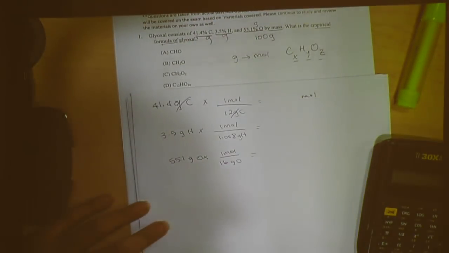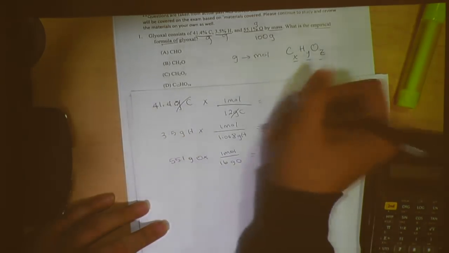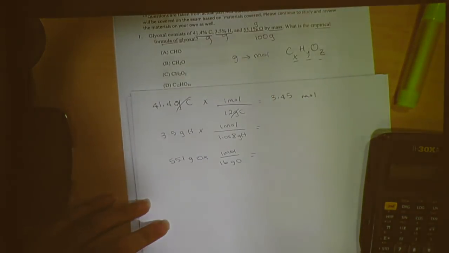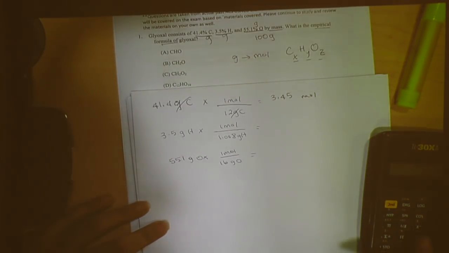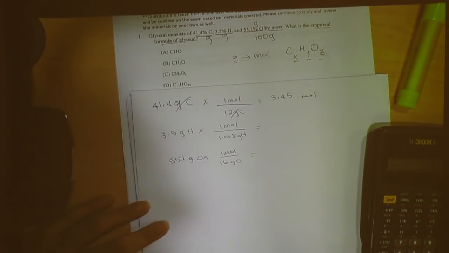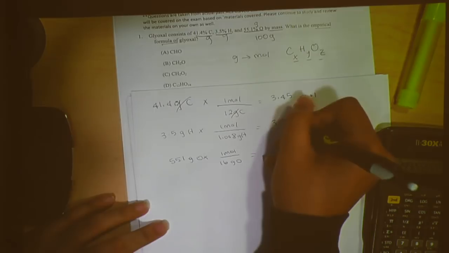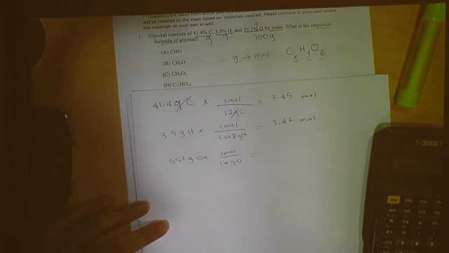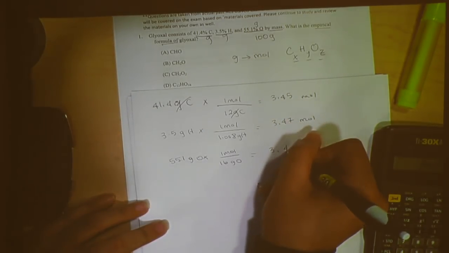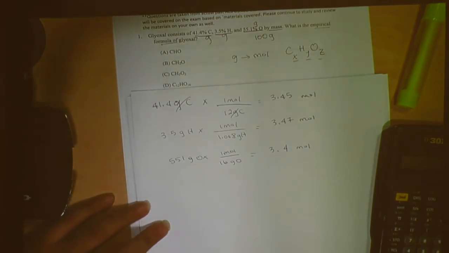And then the numbers you get from there are always going to be in moles, because the grams are going to cancel out, right? So 41.4 divided by 12 is 3.45. The 3.5 divided by 1 is about 3.47. And the 55.1 divided by 16 is also 3.4 moles, approximately. So as you can see, they're all approximately 3.4, 3.5. All of them are around the same.